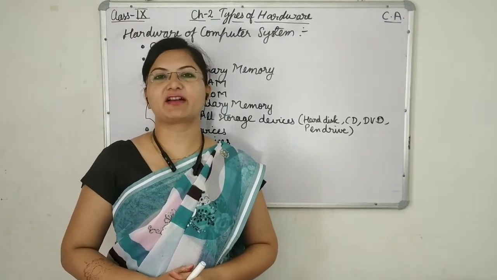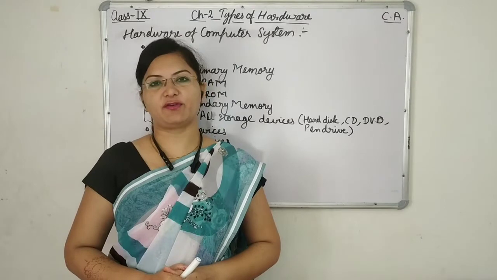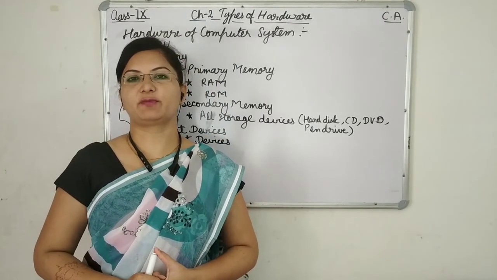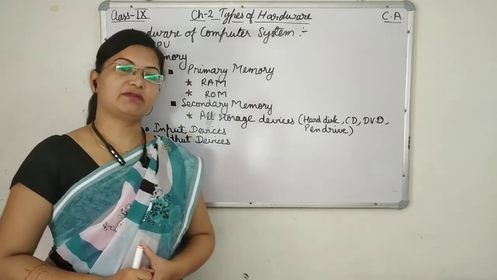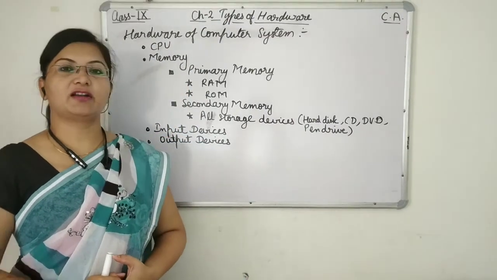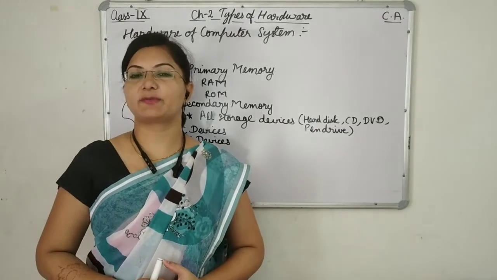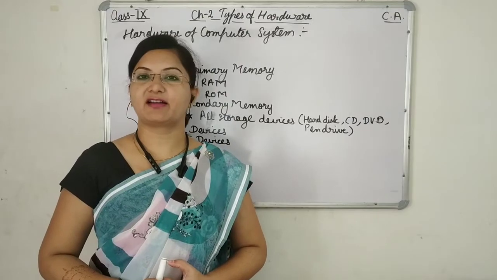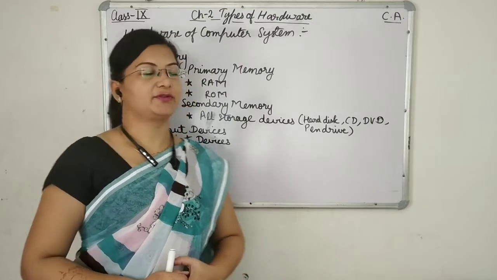Students, today we will start a new chapter, chapter 2, types of hardware. In the previous chapter we studied an overview of computer systems. Now today we will study the hardware of a computer system. Hardware means the physical parts of a computer system which we can touch. These devices are connected with the computer.